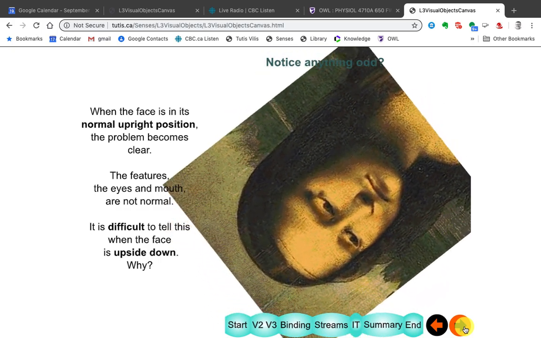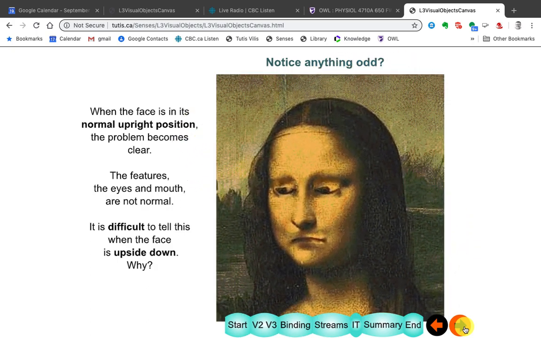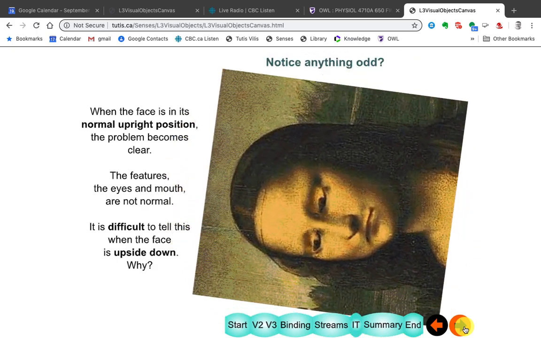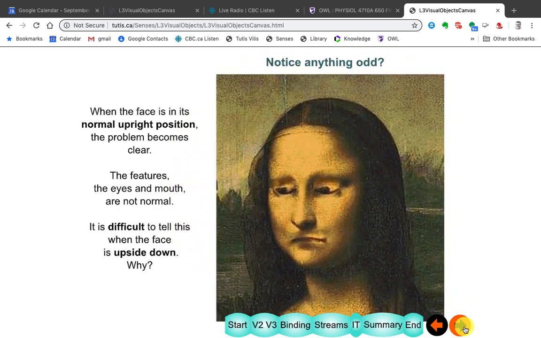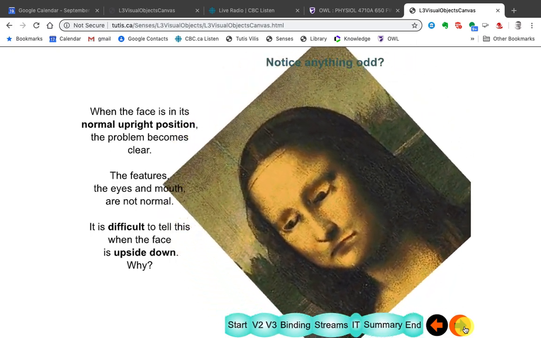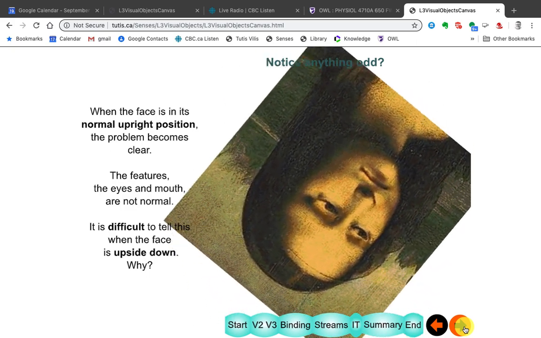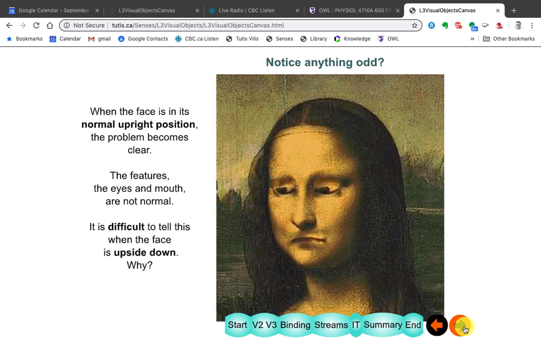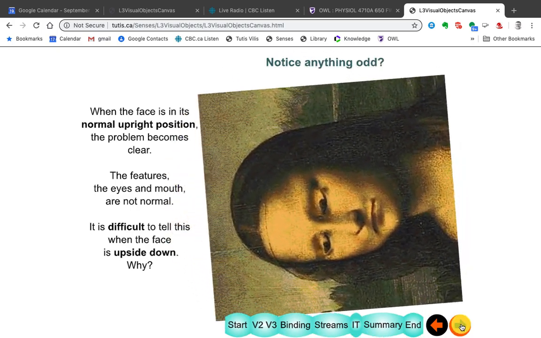The other thing that happens is that things change depending on how an object is shown. Here, you don't see a Mona Lisa. When she's upside down, you do see your normal Mona Lisa. Seems to go from unfamiliar to unfamiliar. And why is that?